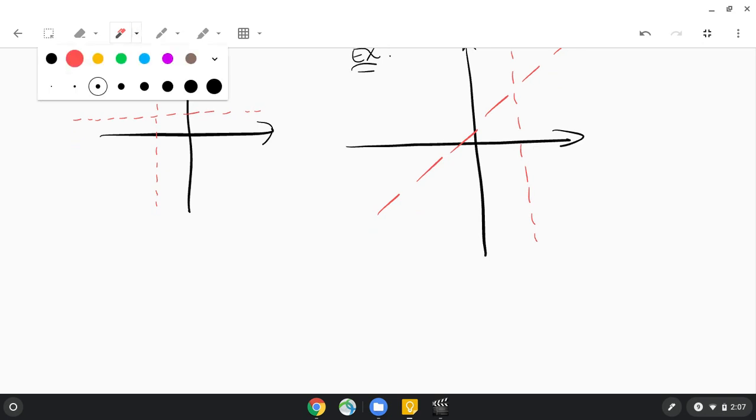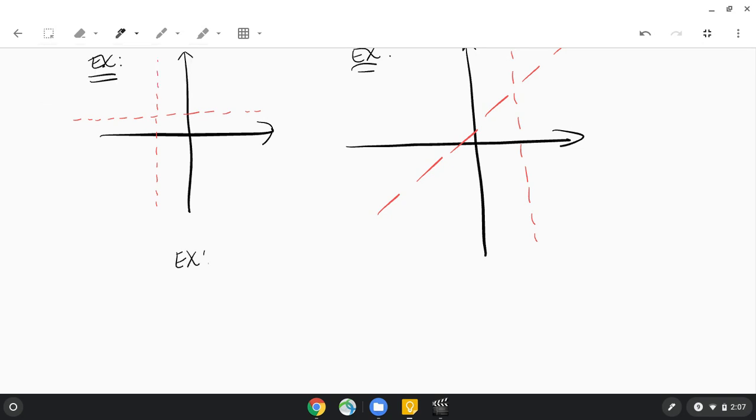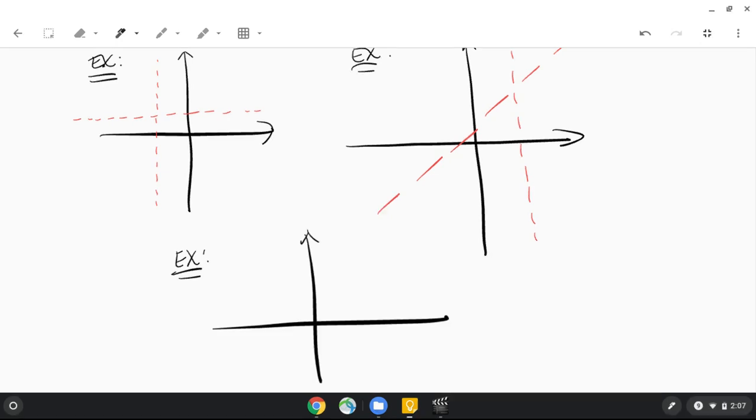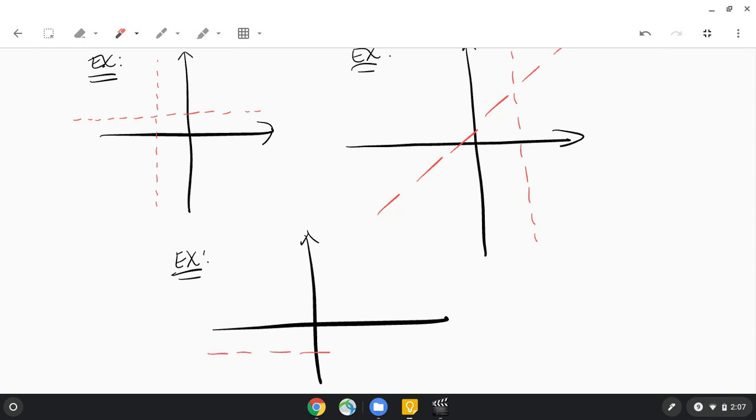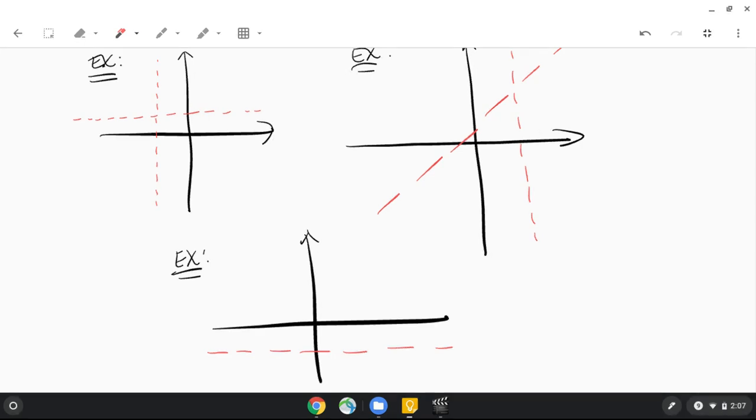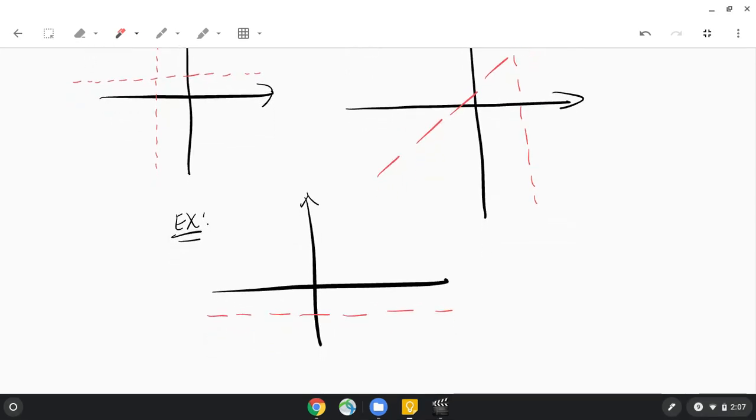Here, let me do one more. Another one is maybe you don't have a vertical. Okay. So maybe you don't have a vertical asymptote. So maybe your graph only has a horizontal. Okay, so maybe it has just this. Okay, and no vertical. Okay, but these are just 3 different scenarios that you could get. There are more. You can maybe have more than one vertical.